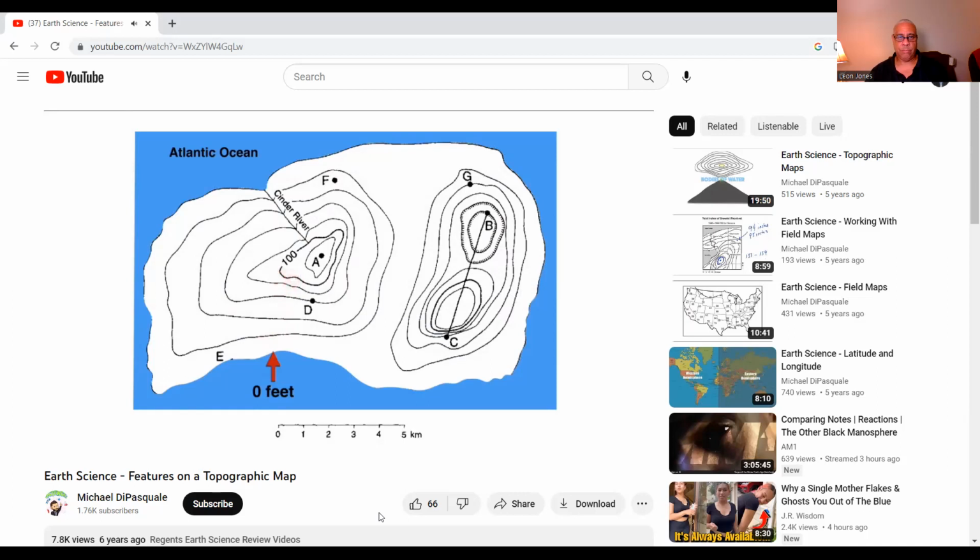So knowing that piece of information, that oceans, the shoreline, starts at 0 is really important when you're not given a contour interval, and that might happen on different maps.